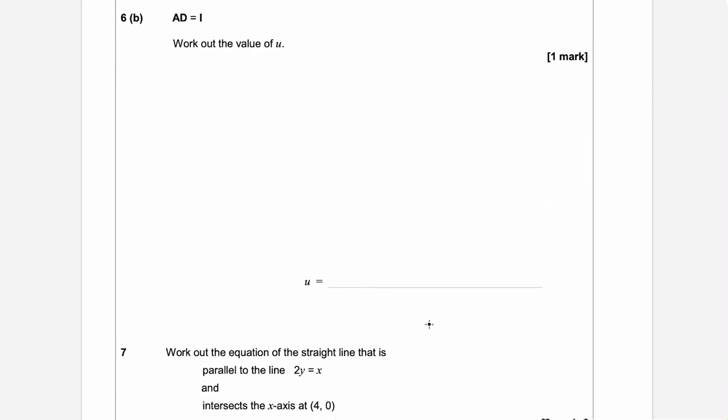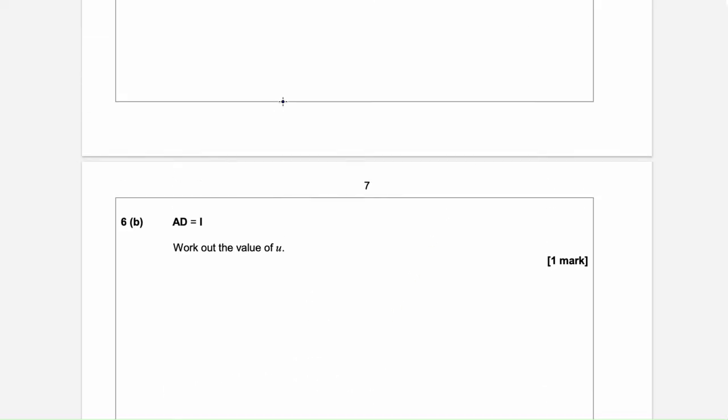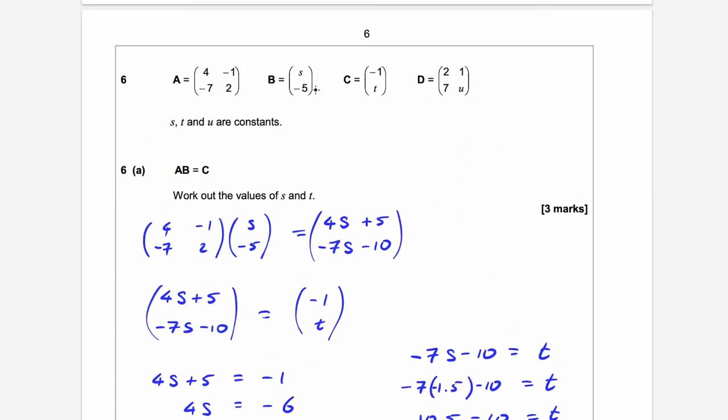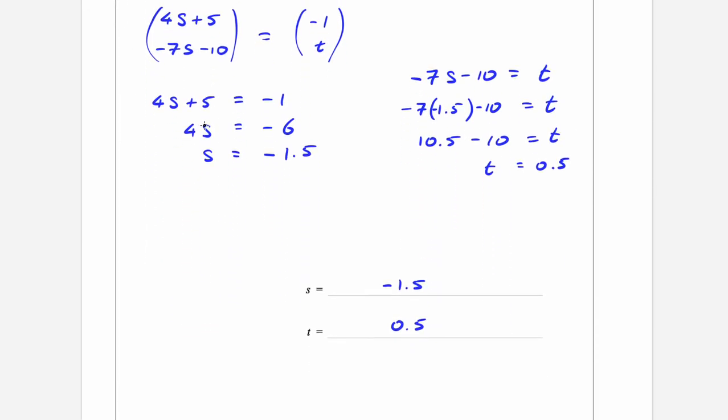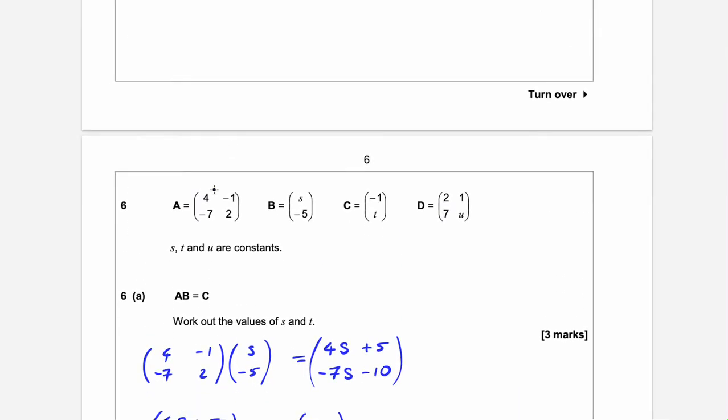Part B, AD equals I. Work out the value of u. Okay, so let's just go back here, guys. AD is equal to I. So I have 4, minus 1, minus 7, 2. I think that's what I said. 4, minus 1, minus 7, 2.